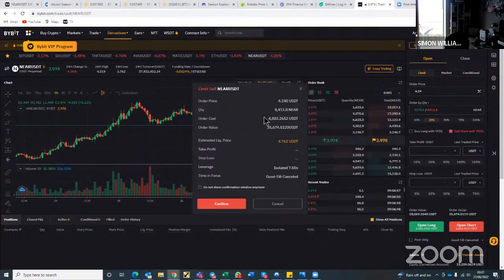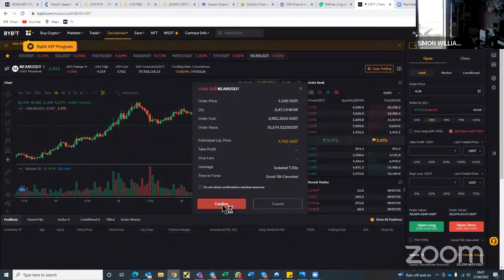There's my order price, 4.24. That's the quantity of NEAR tokens that I'm buying. Quite important. So I'm buying 8,413 NEAR tokens. My order cost is 4,802. With the leverage on top, the actual price is 35,675. So I'm trading $31,000 or $30,000 of somebody else's money. It's not mine, because I'm using that leverage. There's my liquidation price estimated.